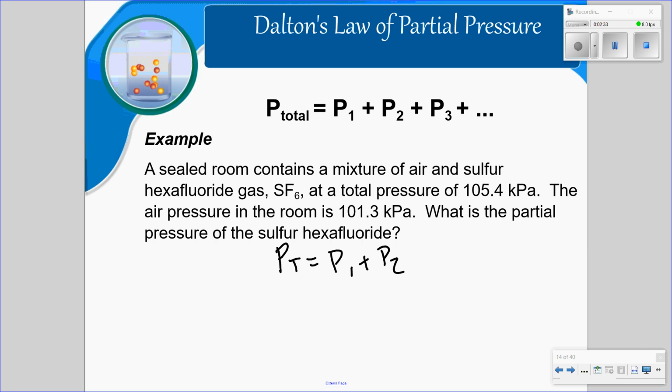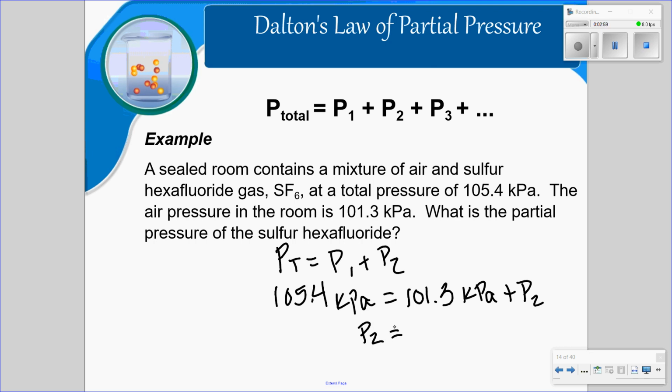When I go ahead and fill that in, I've got my P total is 105.4 kilopascals. Pressure 1 is 101.3 kilopascals. And we're looking for pressure 2. Rearrange and solve, and pressure 2 is equal to 4.1 kilopascals. So again, it's very simple mathematics, but you do need to understand the concept behind that formula.